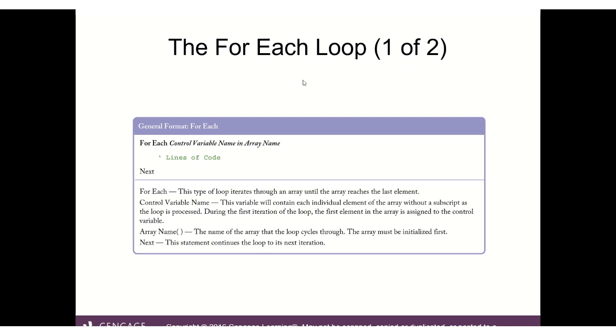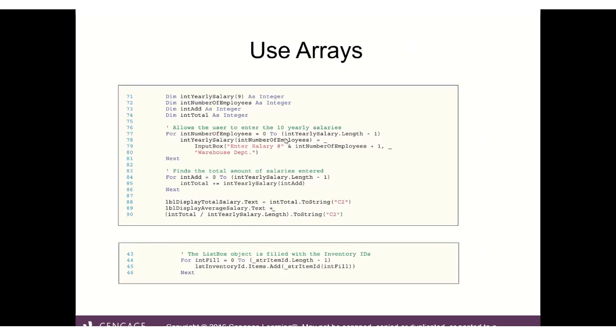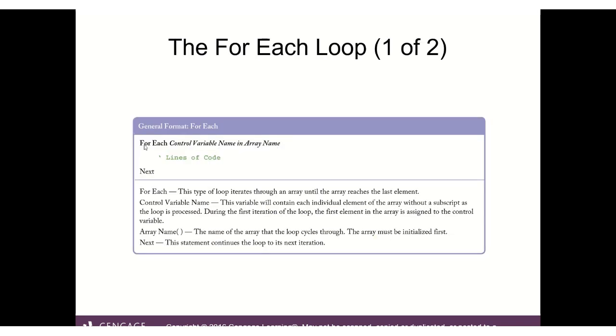The For Each loop syntax is: For Each control variable name In array name. You use For Each, then you have the lines of code, then you do Next. This type of loop iterates through an array until the array reaches the last element. The control variable will contain each individual element of the array without a subscript as the loop is processed. During the first iteration, the first element in the array is assigned to the control variable. Then you have the array name, the name of the array that the loop cycles through. The array must be initialized first. Then the Next statement continues the loop to its next iteration.